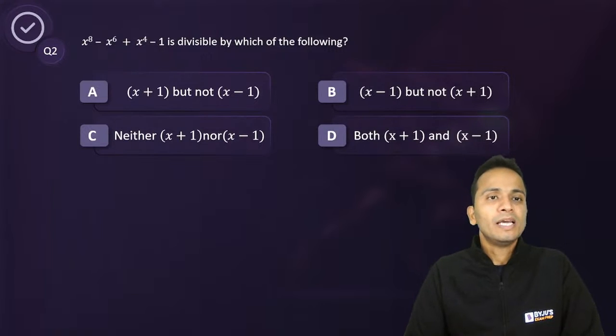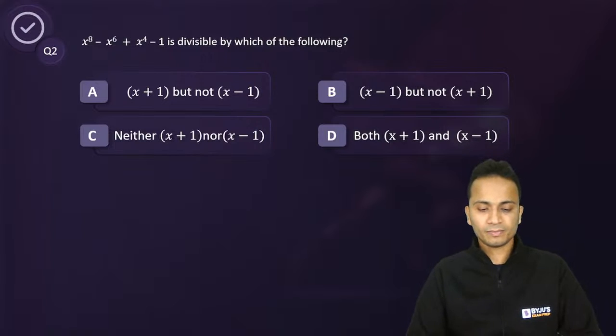Question number 2. x raised to the power 8 minus x raised to the power 6 plus x raised to the power 4 minus 1 is divisible by which of the following?